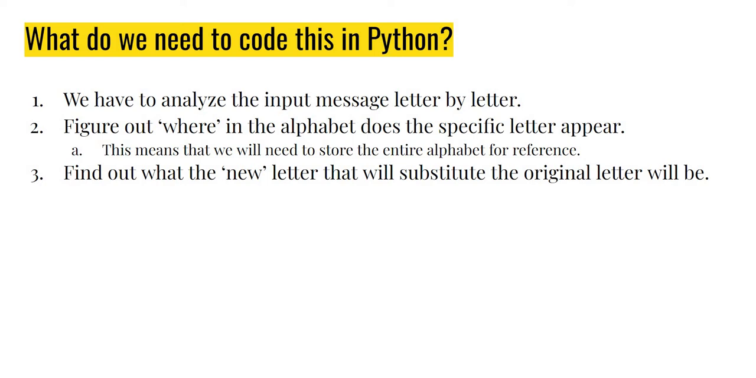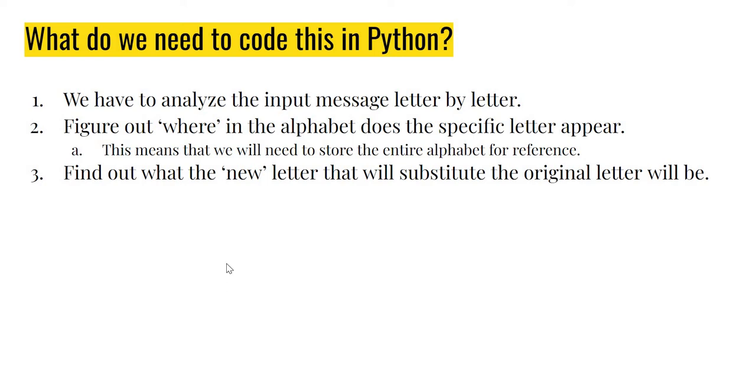We just looked at the position because that was a transposition cipher. Now, we will here figure out where in the alphabet the specific letter appears. For example, letter A appears in the beginning of the alphabet, letter C is the third letter, letter Z is the last letter, and so on.